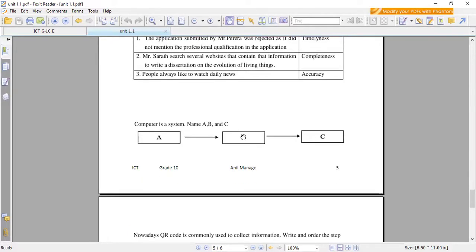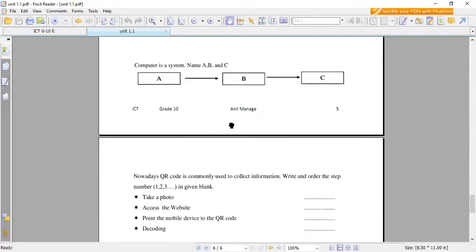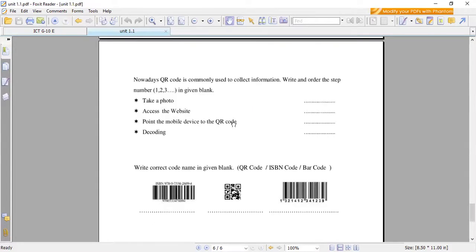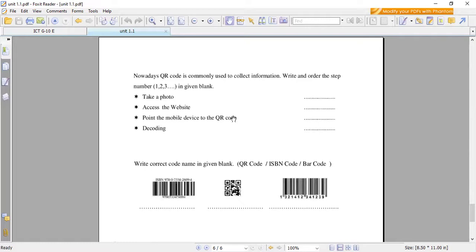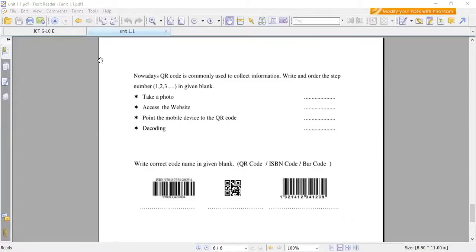This is A input, B process, and C output. Okay, we'll go to this one. Put your answers for these two questions in that order, then I can check.